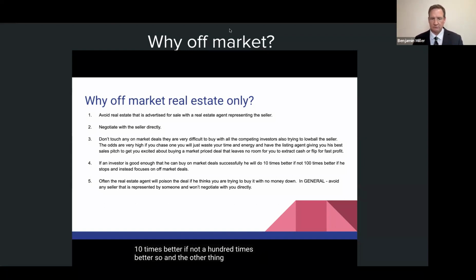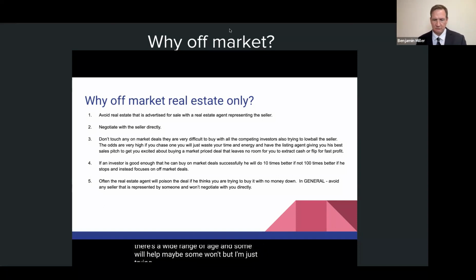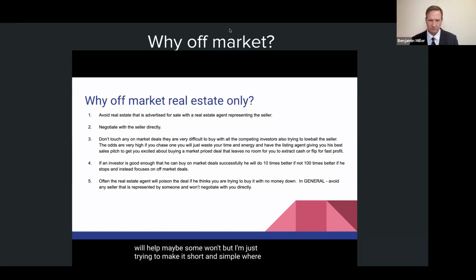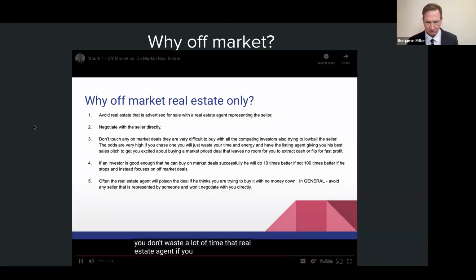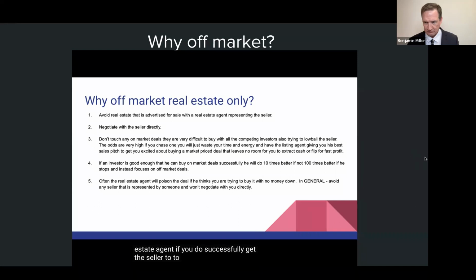And the other thing, you don't think that these real estate agents are going to necessarily help you. They are just trying to size up if you can actually buy it. Now, they'll be friendly. I'm not saying, there's a wide range of agents. Some will help, maybe some won't, but I'm just trying to make it short and simple so you don't waste a lot of time.